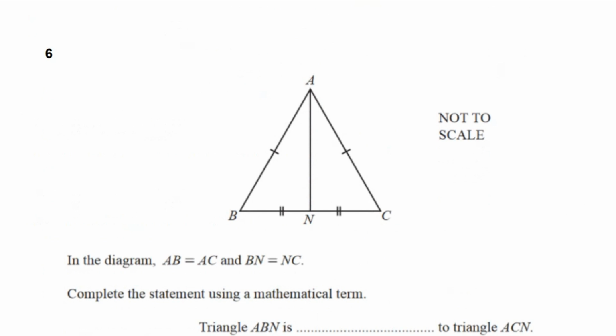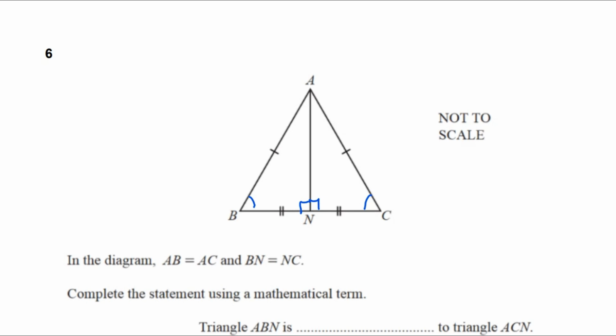So now let us look at this example. In the diagram, AB is equal to AC and BN equal to NC. Complete the statement using a mathematical term. And this is an isosceles triangle. So this angle and this angle will be the same, and this will be 90 degrees because N is the midpoint. So here also it will be 90.